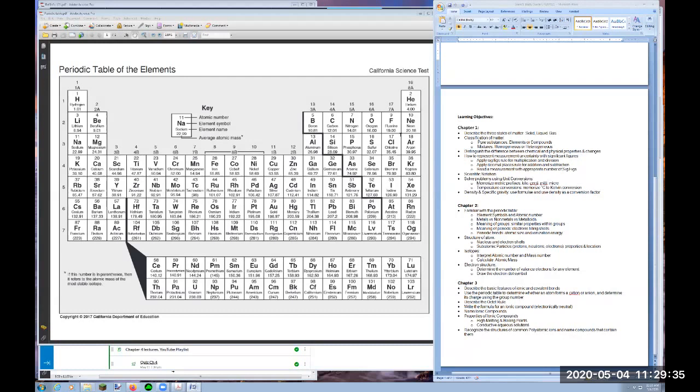Atoms are arranged such that they have the same kind of properties per column, and the columns we call groups. You should know the names, by the way. It doesn't say that in there, but remember that group 7A are called halogens, 8A are called noble gases, 1A are called alkali metals, and 2A are called alkaline earth metals.